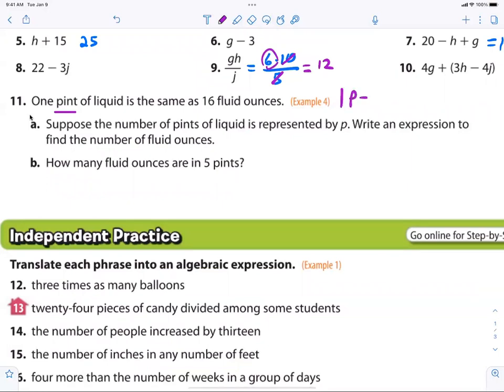So 1 pint equals 16, and generally you list fluid ounces as FL. The number of pints of liquid is represented by P, right? Expression. So find the number of fluid ounces. If I have P pints, how many ounces would I get? Now, do me a favor. We're going to do B first. So read B now, Finn. What would I do?